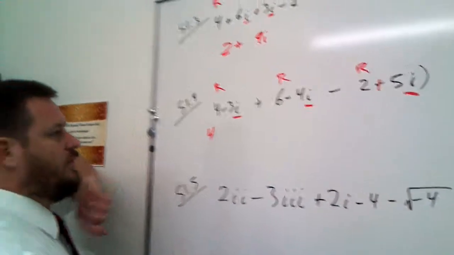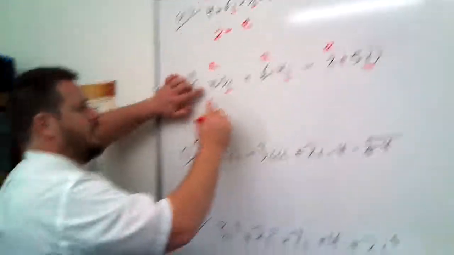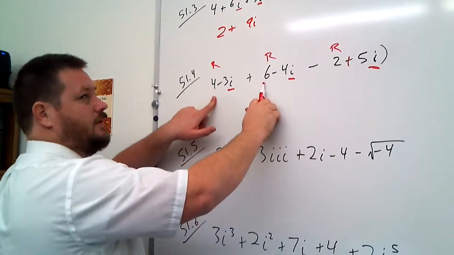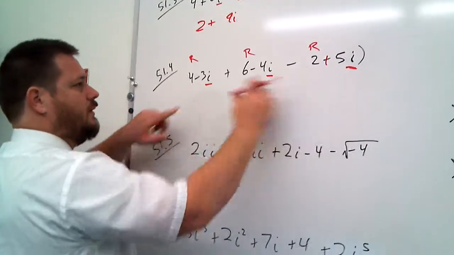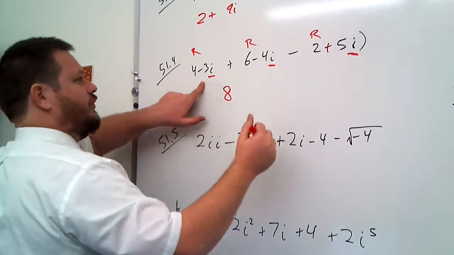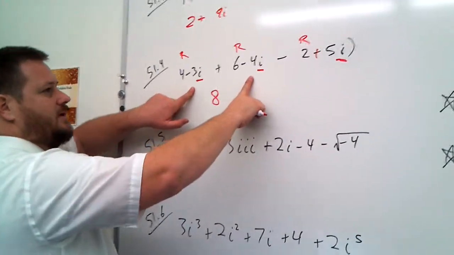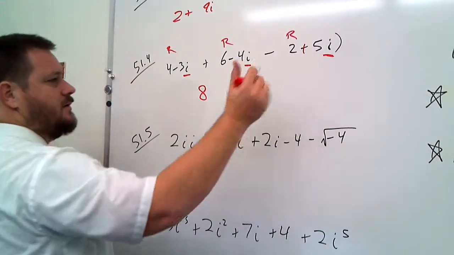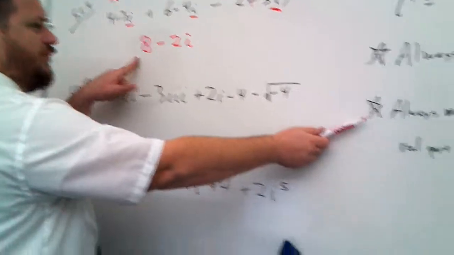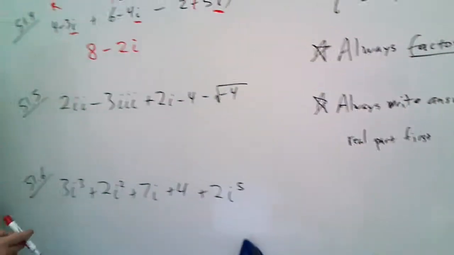Okay, so let's take a look at our reals. We've got 4. Let's just do it in one shot: 4 plus 6 is 10, minus 2 is 8. So our reals combine to make 8. Let's do the imaginaries. Negative 3i minus 4i is negative 7i, plus 5i is negative 2i. And notice I wrote the real part first and the imaginary part second.